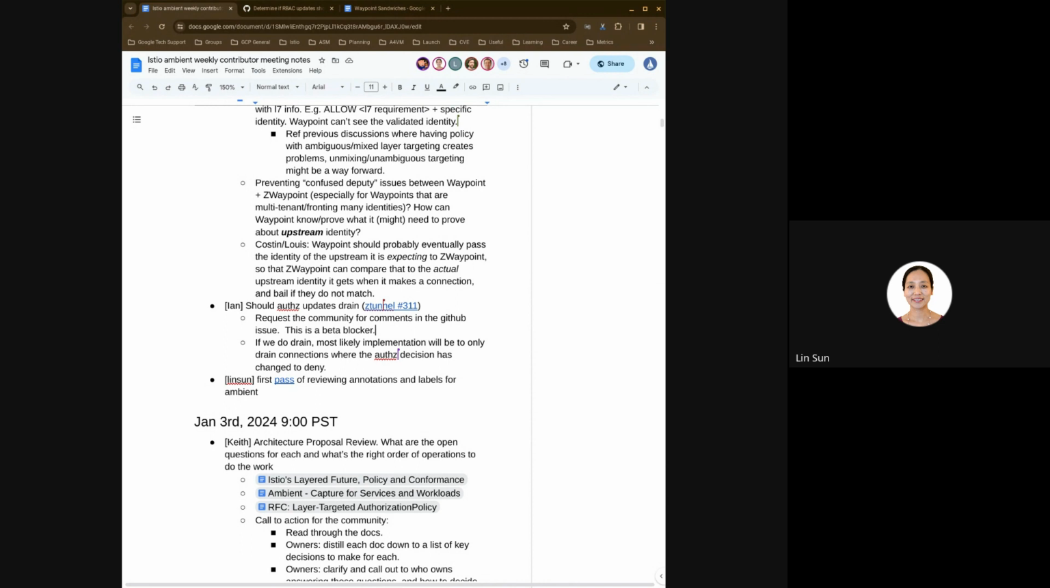For me, it's really quick. I just want to let everybody know I've done a first pass of review of existing annotations and labels. I encourage everybody to look at the doc and comment on it. I think as far as beta, we need to look at some of these annotations and determine, do we need to support them for beta or not? That's the ask.